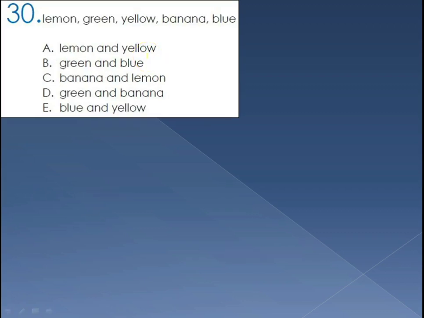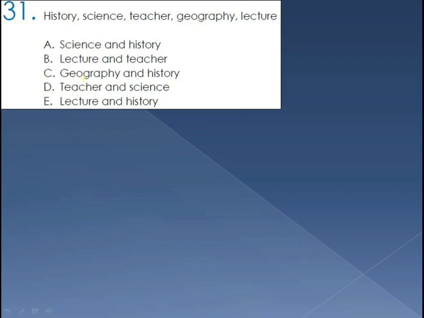Question 30. Lemon, green, yellow, banana, blue. So 2 words are odd. I can see there's a fruit there, banana, and another fruit, lemon. And then I can also see colours: green, yellow, blue. The others are not colours, so by a process of elimination, banana and lemon are the odd ones out in this category because they're not colours. So the answer has to be C.